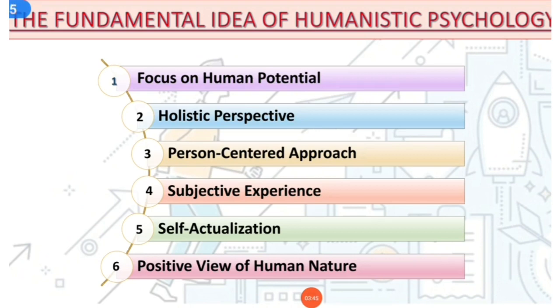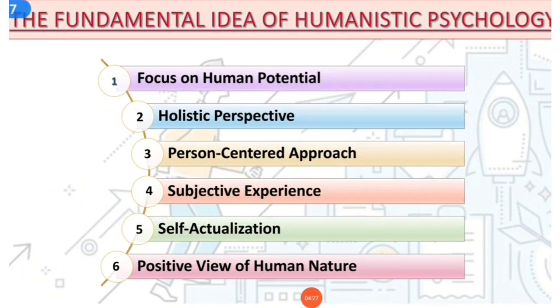Next, person-centered approach. Humanistic psychology often employs a person-centered approach in therapy, emphasizing empathy, unconditional positive regard, and authenticity in the therapeutic relationship. Carl Rogers, a key figure in humanistic psychology, developed person-centered therapy based on these principles. Next is subjective experience. The subjective experience of the individual is considered central. These include emotion, perception, and personal interpretations, recognizing that each person's experience is unique.